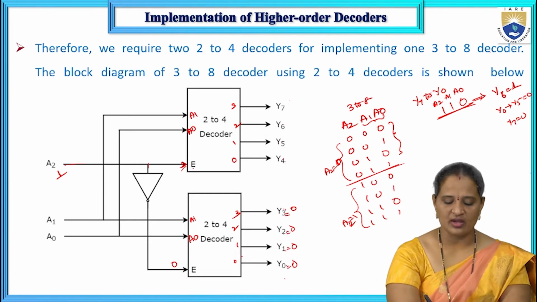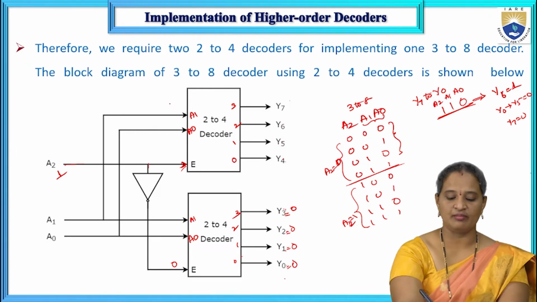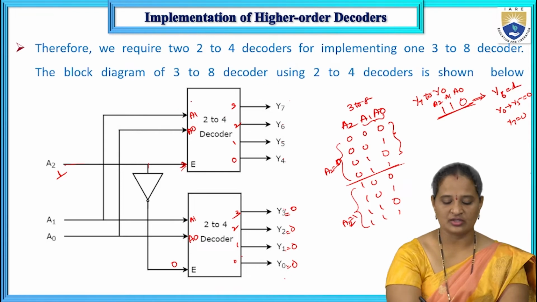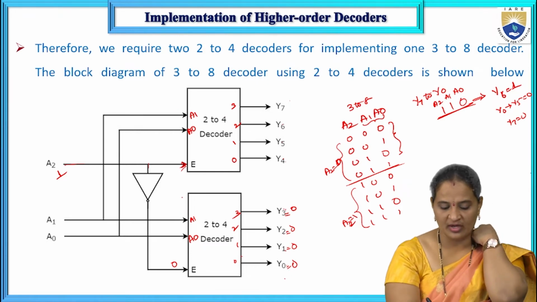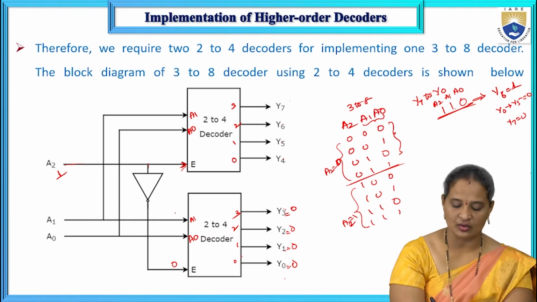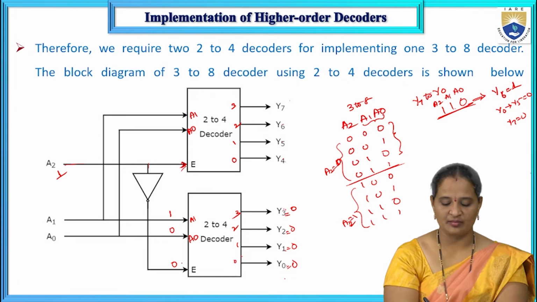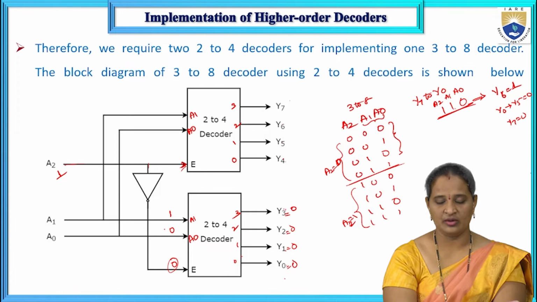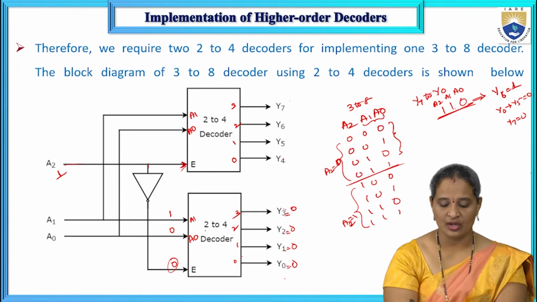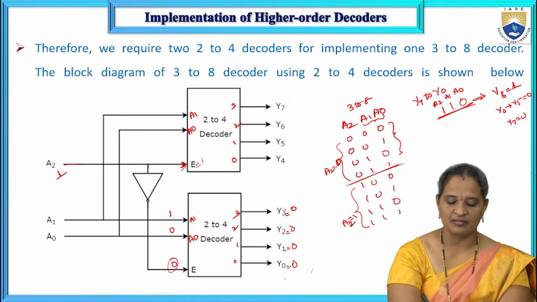Now coming to this one, the enable input is high, so this is enabled. Now it depends upon the input lines. The inputs applied are A1 equals 1 and A0 equals 0. If the enable input is 0, irrespective of this combination, as you can see in the truth table, all the outputs are equal to 0. But here the enable input is high.